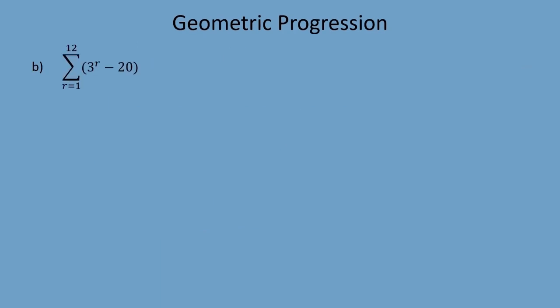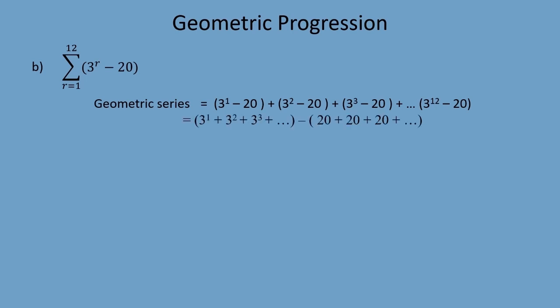B. Summation of 3 to the power r minus 20, r is equal to 1 to 12. The series is 3 to the power 1 minus 20 plus 3 to the power 2 minus 20 plus 3 to the power 3 minus 20 plus up to 3 to the power 12 minus 20. We can split and write this as 3 to the power 1 plus 3 to the power 2 plus 3 to the power 3 and so on, plus minus 20 added 12 times. a is equal to 3, n is equal to 12.